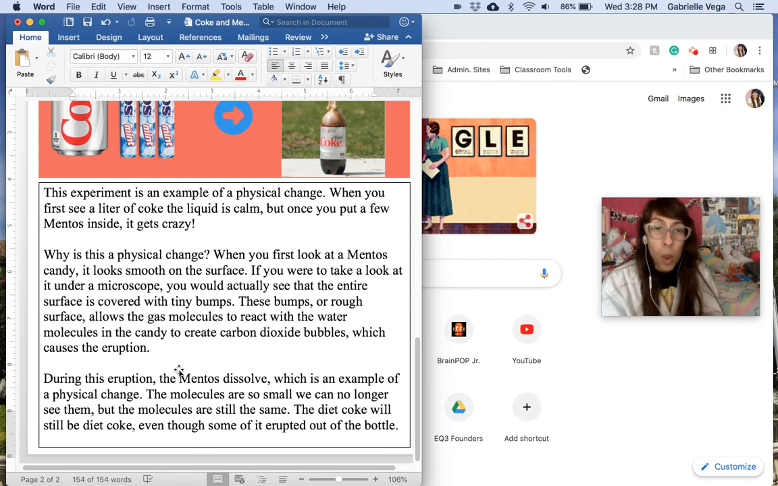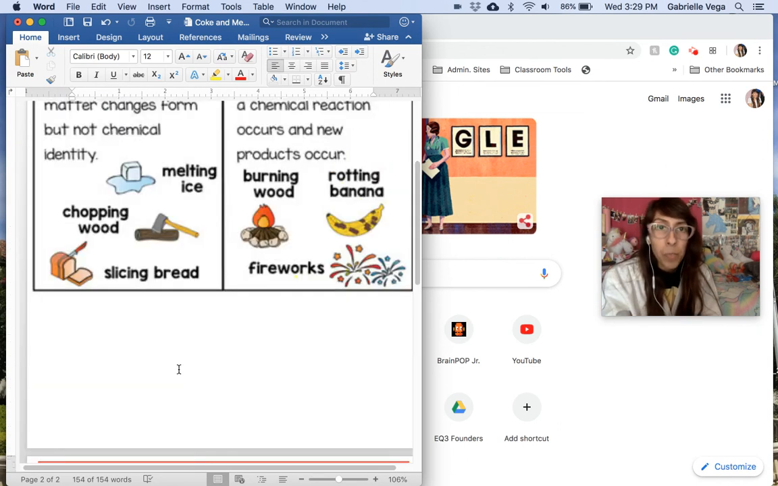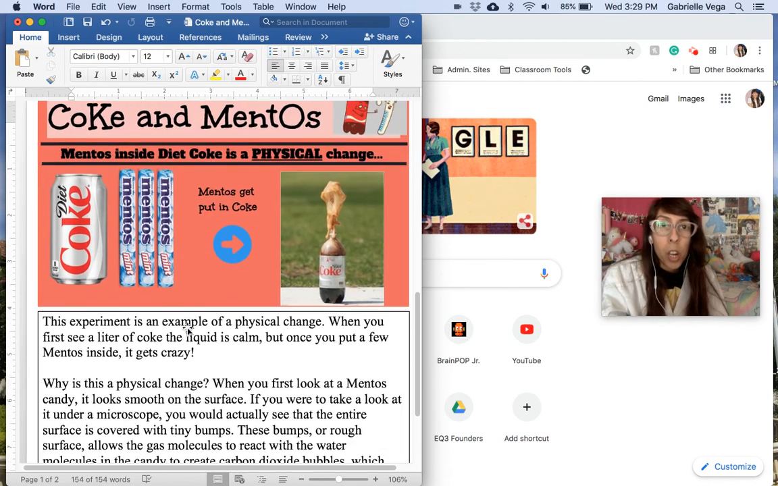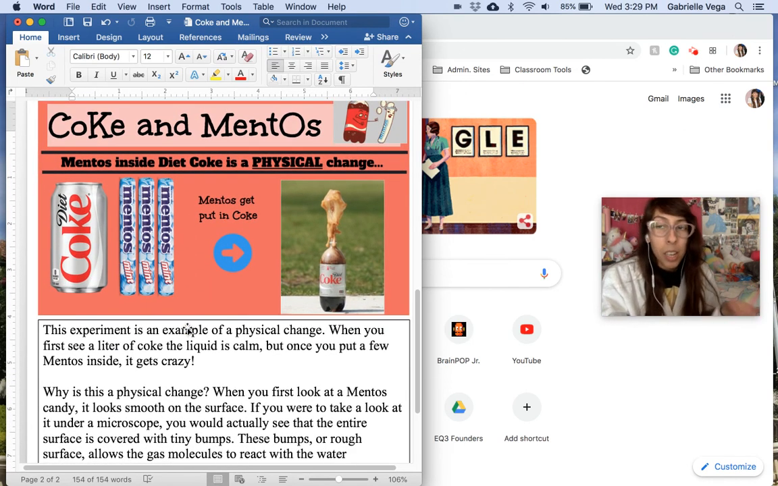Now, when the Mentos are inside the bottle, they're dissolving. So they're breaking down even smaller. So even though we can't actually see them, they went through a phase change. And remember, we talked about a physical change can also be a phase change when something changes from a liquid to a gas or a solid to a liquid. So our Coke and Mentos experiment today was a physical change.